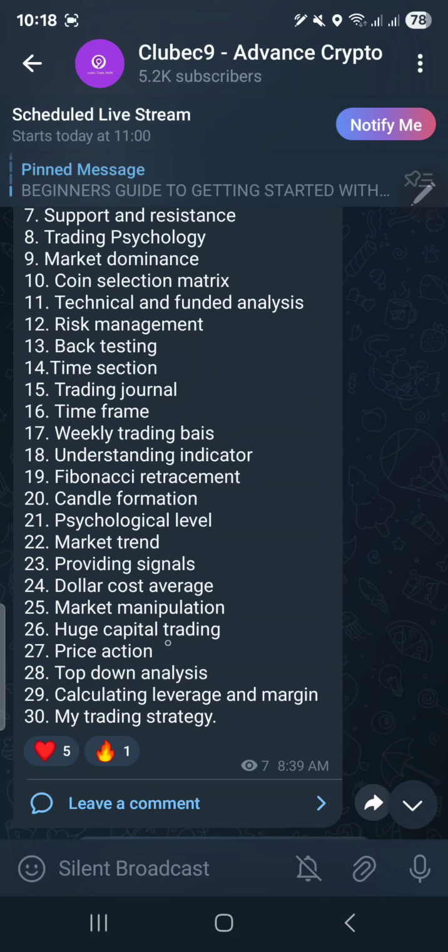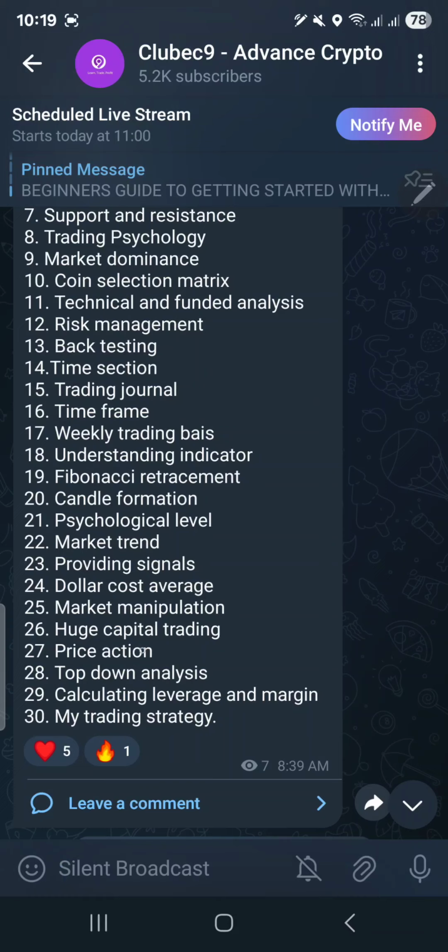Then we have huge capital trading. You want to start small and be able to scale up. We're talking about $10,000, $20,000, $40,000, and the likes. So you need to understand how to start trading with this amount of money. If you're successful in a small trading account, believe me, you will also be successful with a big trading account, in as much as your strategy is in place.